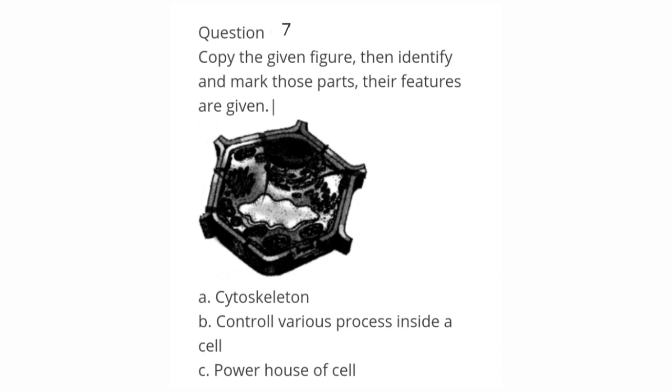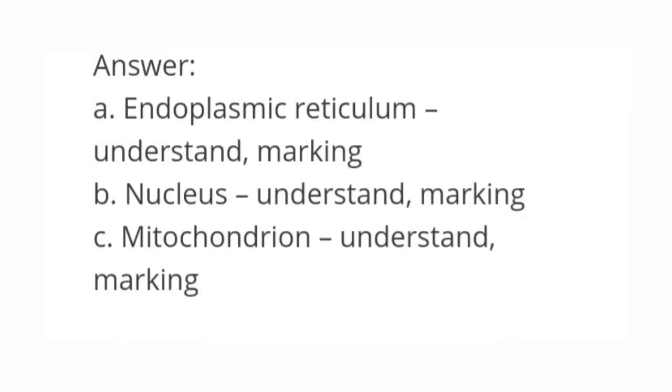Question number 7. Copy the given figure, then identify and mark those parts. Their features are given. A. Cytoskeleton. B. Control various processes inside a cell. C. Powerhouse of cell. Answer. A. Endoplasmic reticulum, understand and marking. B. Nucleus, understand and marking. C. Mitochondrion, understand and marking.